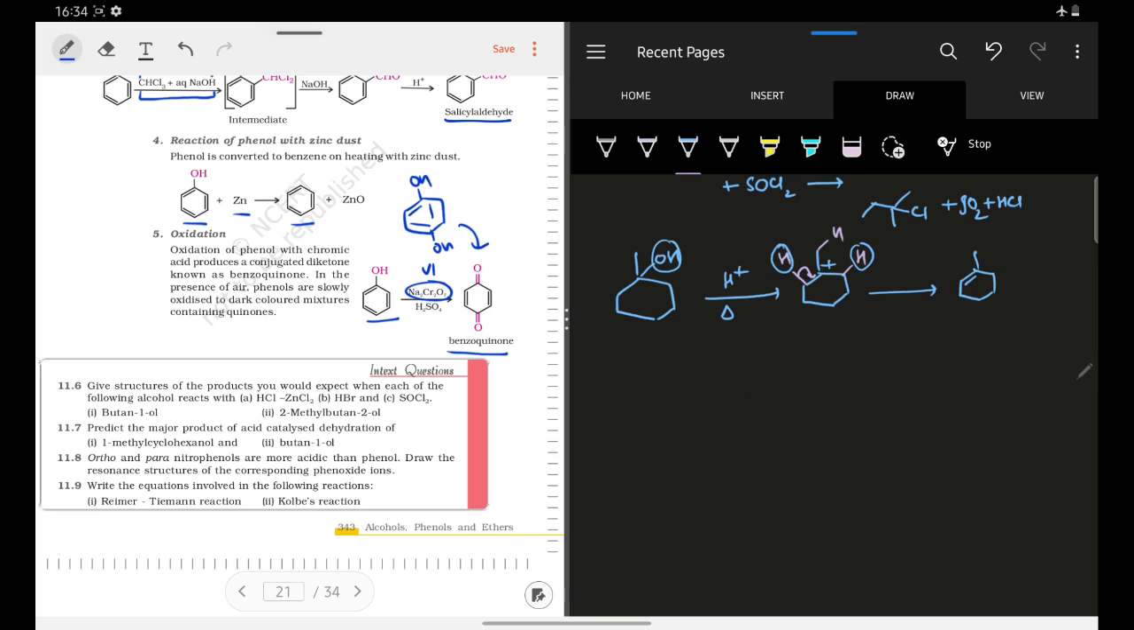So don't get confused thinking, why not remove this one, why did you remove only this one? The alkene formed will be the same, you cannot remove this one. Okay, so the distinction you have to make is between these two protons and this proton.